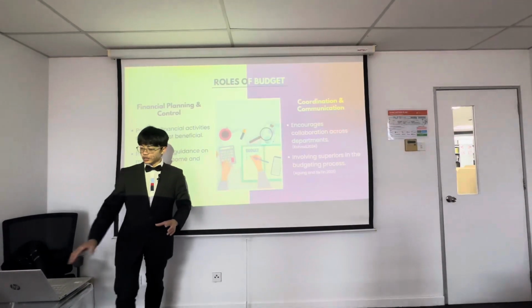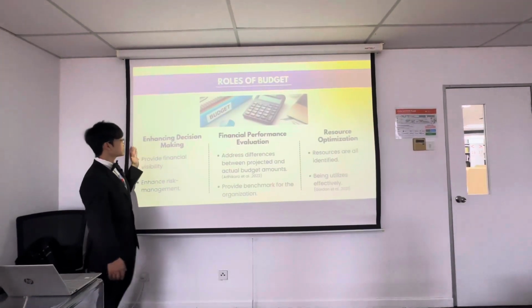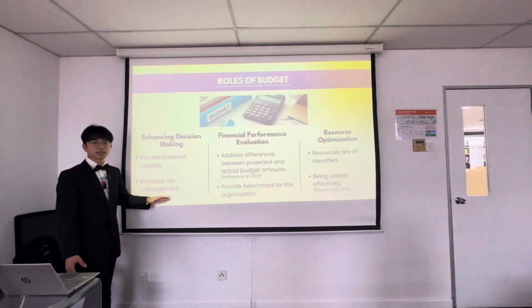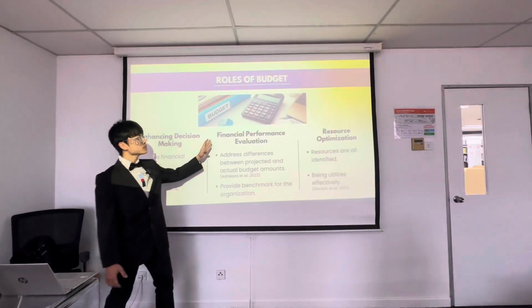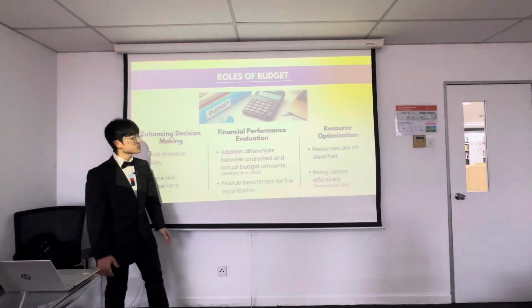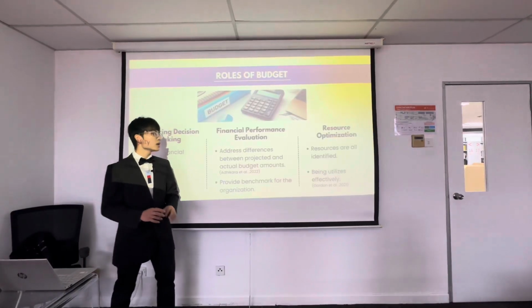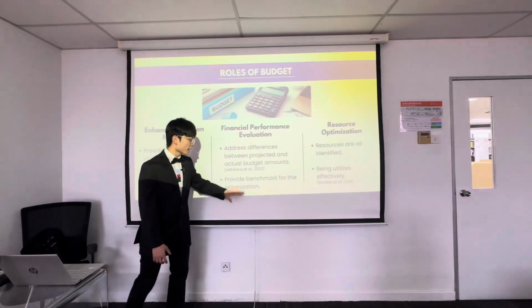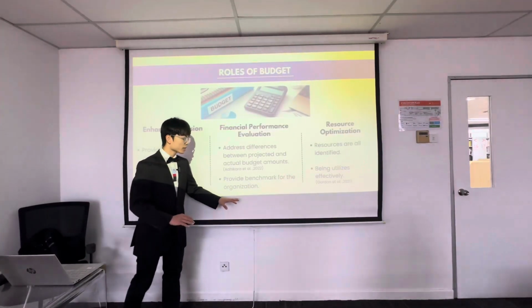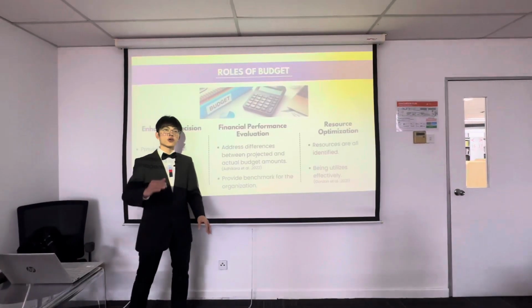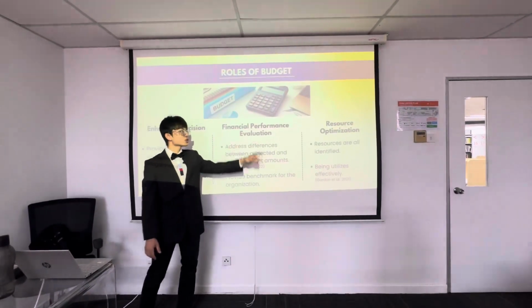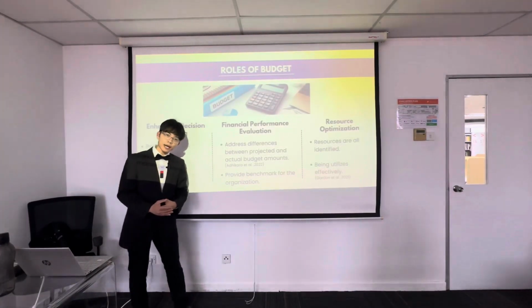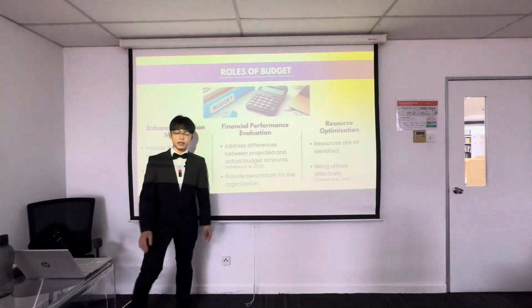Next, we'll talk about enhancing decision making, where it provides financial visibility and enhanced risk management. Financial performance evaluation is also one of the roles of a budget, because it addresses the differences between projected and actual budget amounts. It provides a benchmark, which is very important to let the organization know whether the department is progressing or not. And lastly, resource optimization. Resources are all identified and listed in the budget, so we can utilize them effectively.